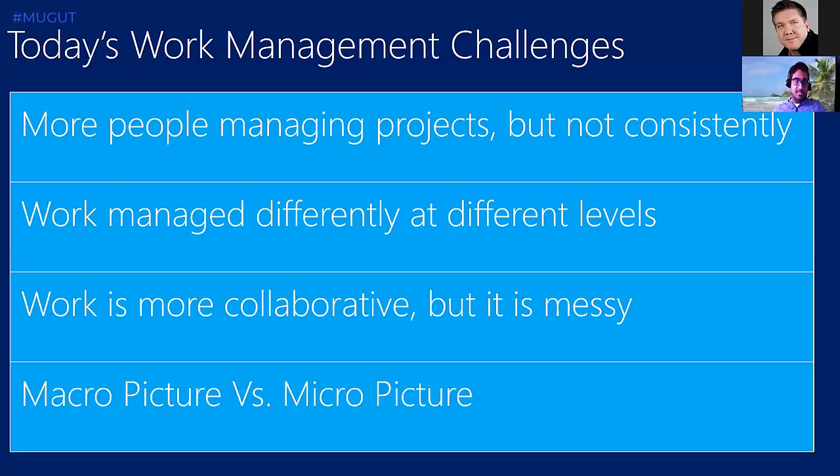And then the macro picture versus micro picture. This ties back into point number 2, where work is being managed differently at different levels. An executive team is looking for a macro picture of, okay, just tell me the whole high level list of all the projects that are going on.